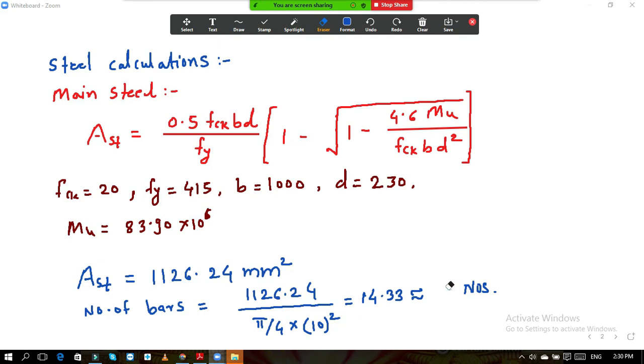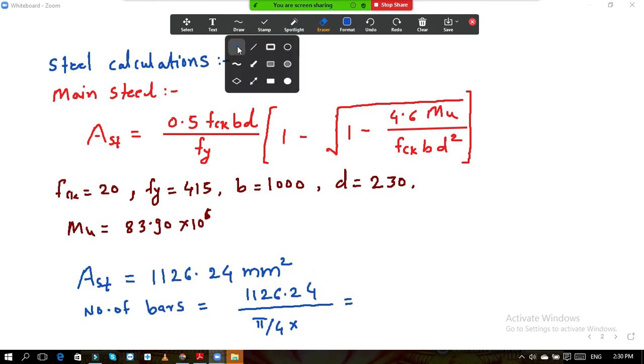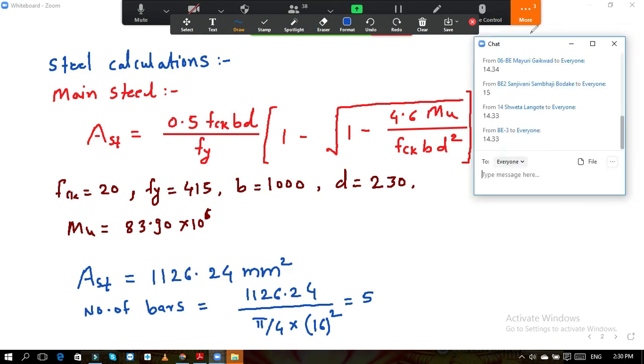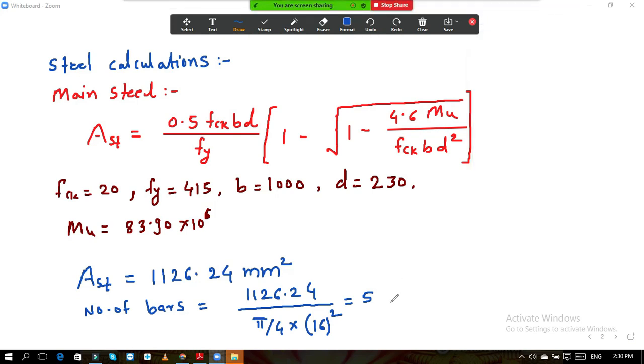Instead of this huge number of bars, we will increase our bar diameter. So instead of 10 mm, we will provide 16 mm diameter bars. Now calculate how many bars are required. It is approximately 5.6. Okay, now it is good. 5.6 is nearly rounded up to 6. Now 6 bars are required and we are using 6 bars.